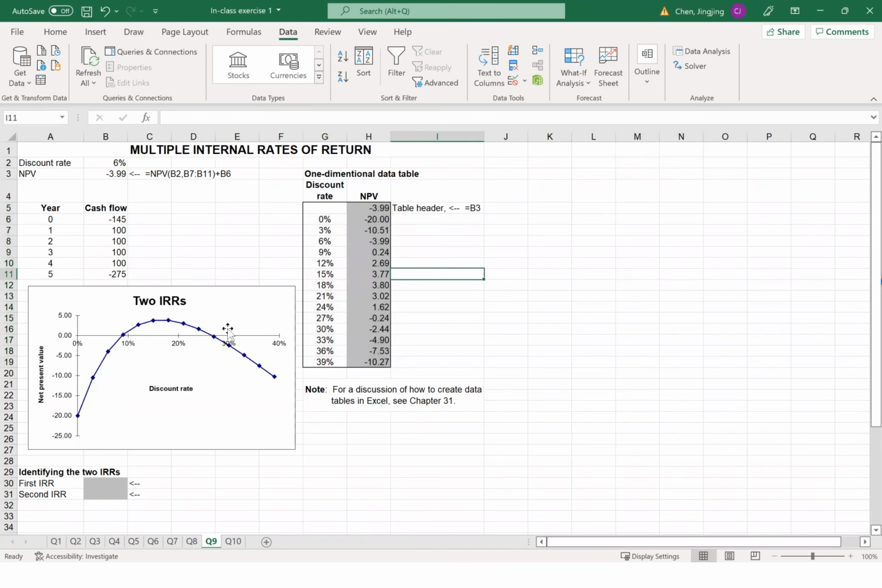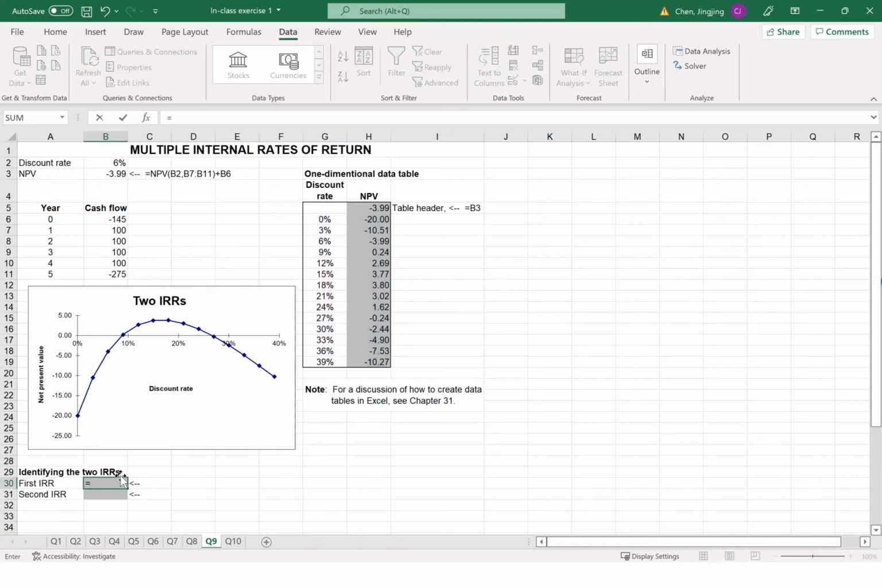Okay, so as you can see from this graph, this is simply a graph of these NPVs, and the x-axis is the discount rate we use for calculating each of these NPV data points. And you're going to see that this curve crosses 0 twice, right? So there will be 2 solutions for NPV equals 0. That means there will be 2 IRRs. So how do we calculate 2 IRRs?